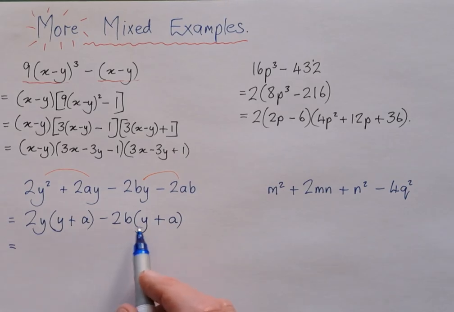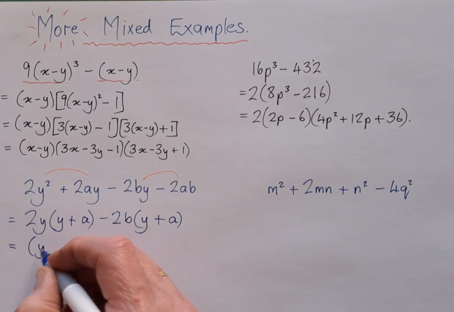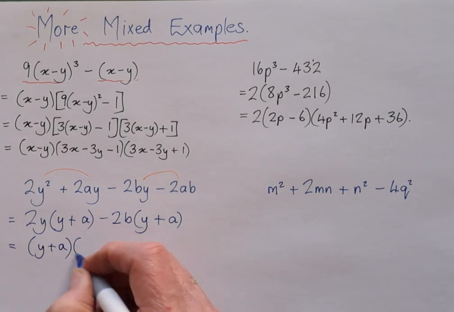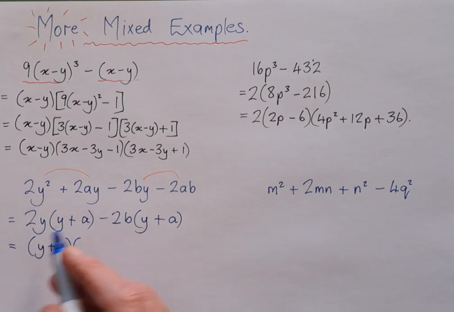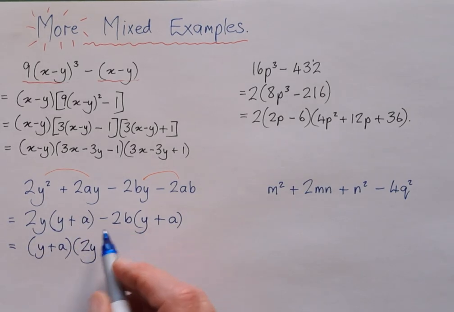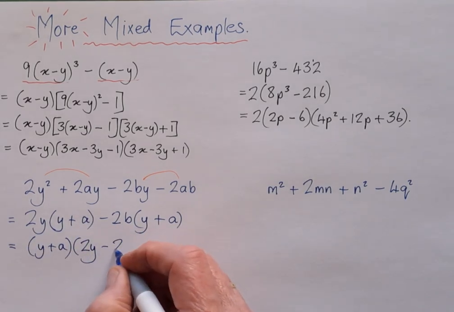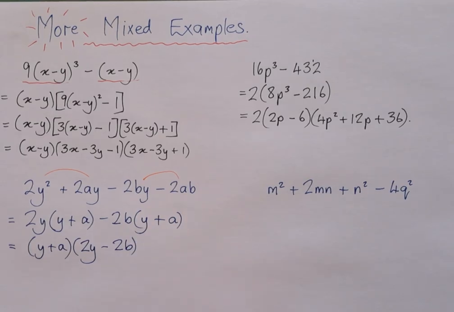Right, I have a common bracket. I don't have to adjust it in any way. And then I'm left with 2y minus 2b. And as I said, you need to always be wide awake.